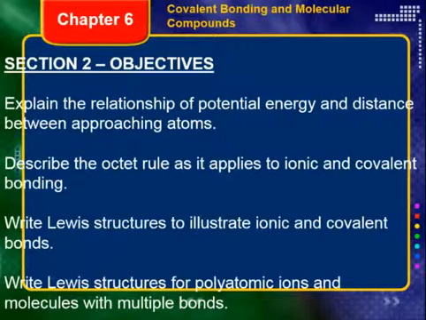You guys are already aware of the octet rule. It's how many valence electrons an atom needs to be stable, to have a noble gas electron configuration. I want you to be able to write Lewis structures to illustrate ionic and covalent bonds, and I want you to write Lewis structures for polyatomic ions and molecules with multiple bonds. Let's get started.